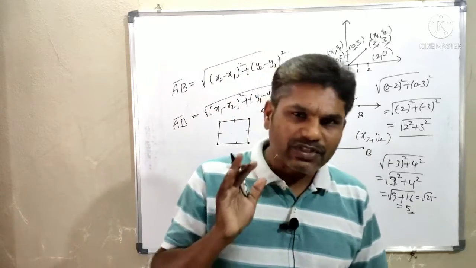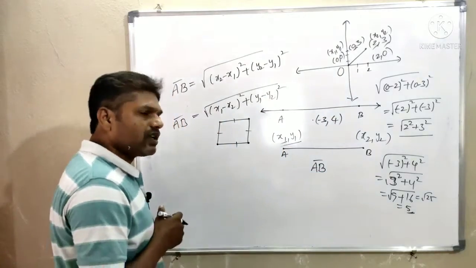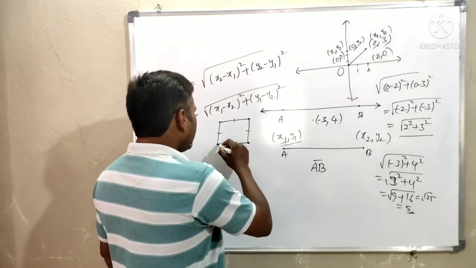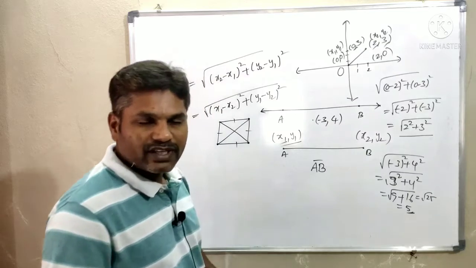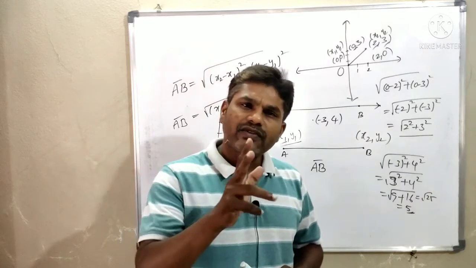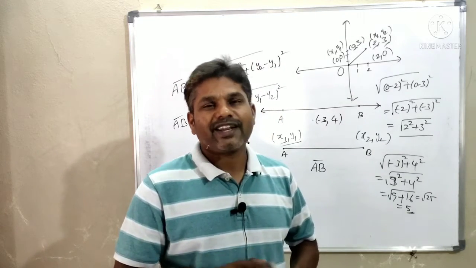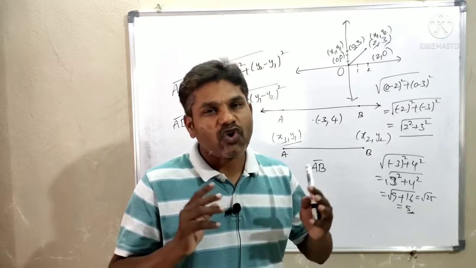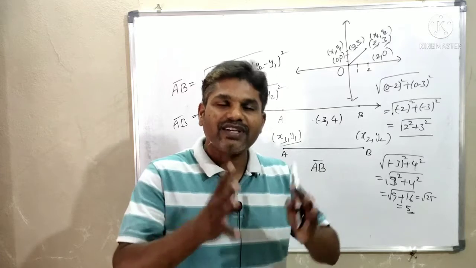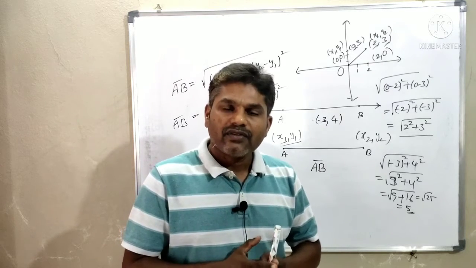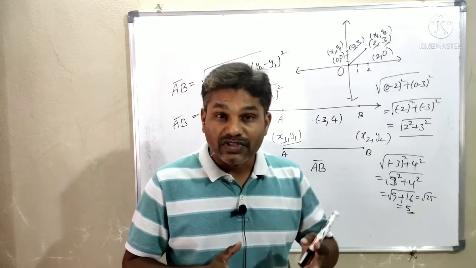Then it may become a square or a rhombus also. What is the difference between the rhombus and square? If you find the lengths of the diagonals, in a square the lengths of the diagonals are equal, but in a rhombus the lengths are not the same. So from these you can identify whether the given quadrilateral is a square or a rhombus.